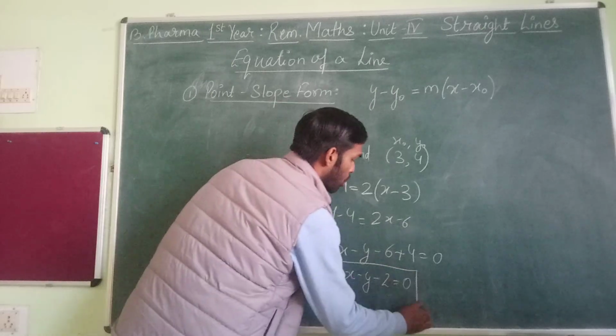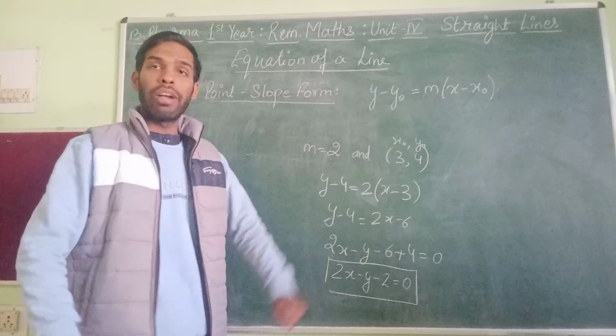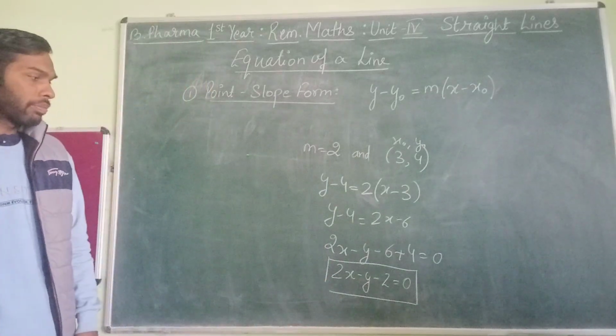This is the required equation of a line, which is having the slope 2 and passing through a point (3, 4). This is the equation of the line.